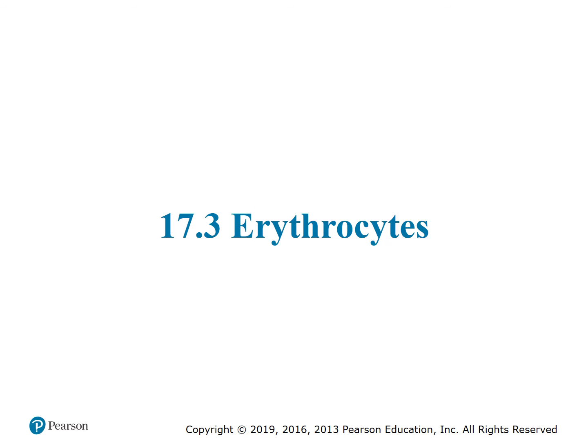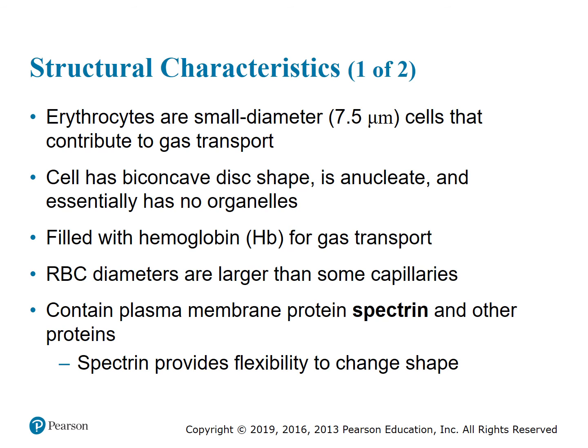Section 17.3, erythrocytes. Structural characteristics. Erythrocytes have a small diameter, about 7.5 micrometers, that contributes to gas transport. The cells are described as biconcave discs, and they are anucleate, which means they don't have a nucleus and pretty much don't have any organelles, but they are filled with hemoglobin for gas transport because that's their function. Red blood cells' diameters are larger than some capillaries.